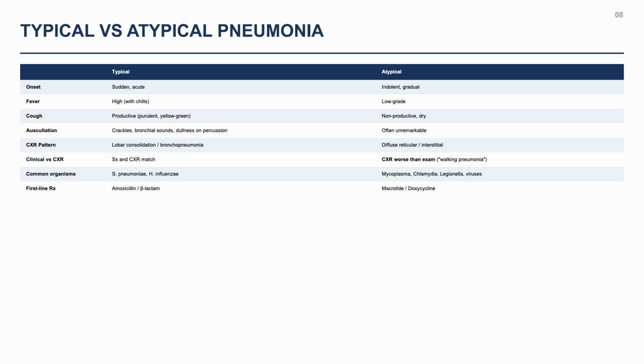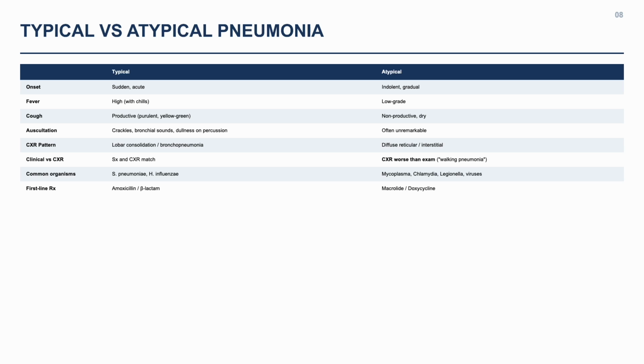Fever. Typical is high with chills. Atypical is low grade. Cough. Typical is productive with purulent yellow-green sputum. Atypical is non-productive and dry. Auscultation. Typical shows crackles, bronchial breath sounds, and dullness on percussion. Atypical is often unremarkable. Chest X-ray. Typical shows lobar consolidation or bronchopneumonia. Atypical shows diffuse reticular or interstitial pattern.